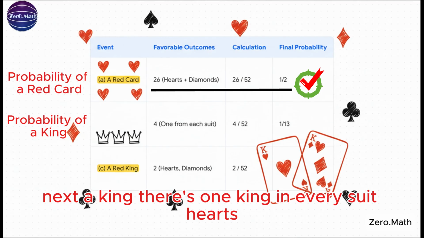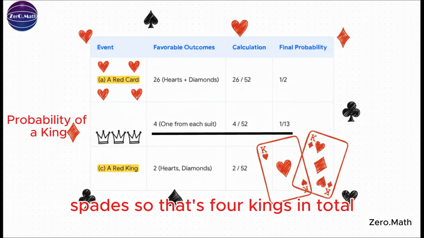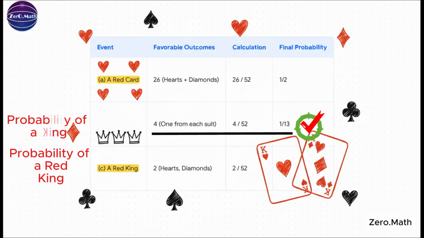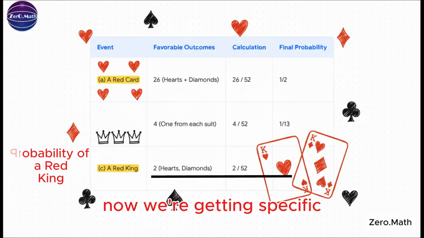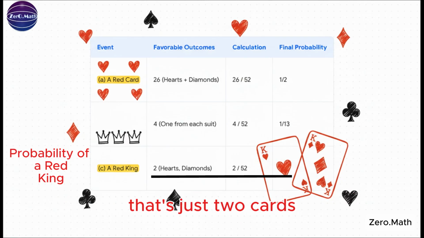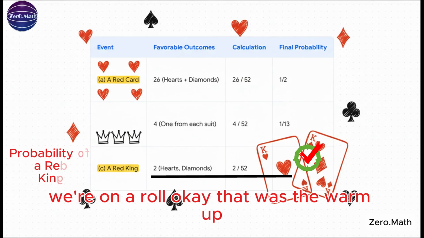Next, a king. There's one king in every suit, hearts, diamonds, clubs, spades, so that's 4 kings in total. 4 out of 52 simplifies to 1 out of 13. Done. Finally, a red king. Now we're getting specific. We only want the king of hearts or the king of diamonds. That's just 2 cards, 2 out of 52, which is 1 out of 26. See? We're on a roll.